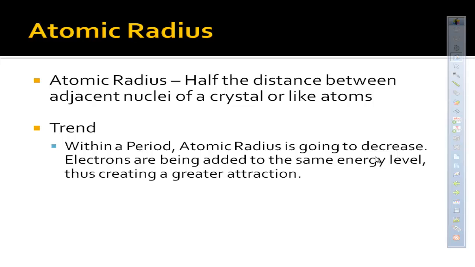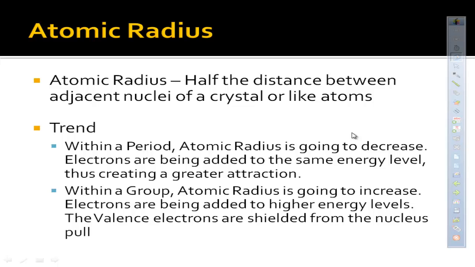Anytime you add electrons to that same energy level, what you're going to notice is it's giving you an increased atomic charge. And that increased atomic charge is going to end up producing a greater attraction within that energy level. And because of that greater attraction, you're going to notice that the atomic radius is going to decrease. Within a group, the atomic radius is going to increase.